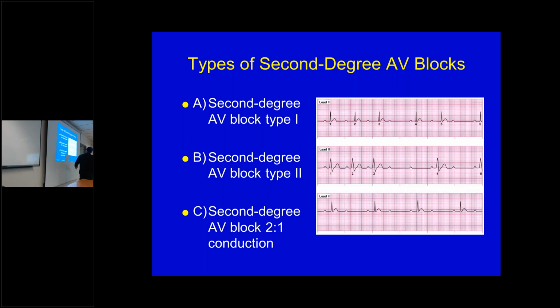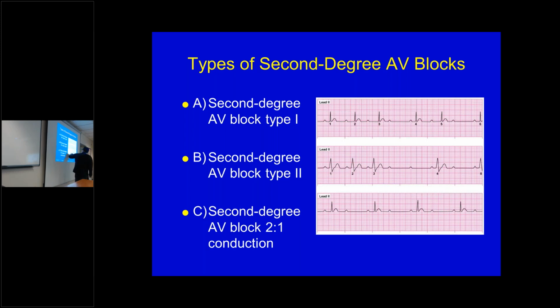You're looking at the strip and you're going, well, I got P waves with no QRSs, so there's an incomplete block here somewhere. It's an AV block. I'll look at the PRIs. They look the same. And then you've got skipped beats. Second degree type 2. You've got a 2 to 1 block.